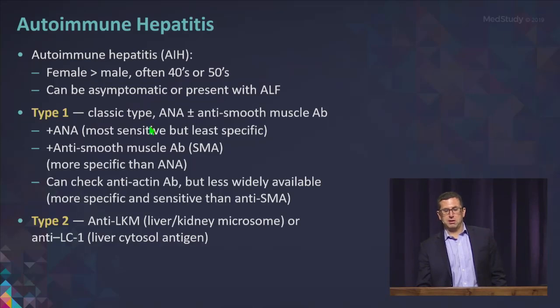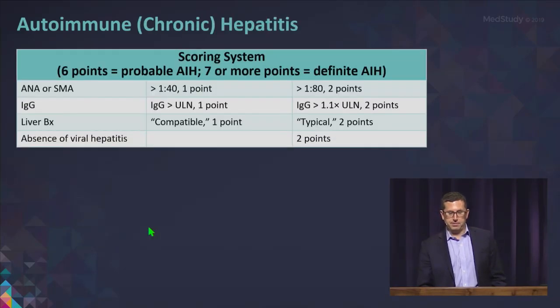There's type 1, which is the classic type, and it's associated with a positive ANA, which is actually very sensitive but not that specific, and a positive smooth muscle antibody, which may be more specific than ANA. Some people actually check an anti-actin antibody, which is actually a better test, but it's not really widely available. And then there's type 2 autoimmune hepatitis, which is associated with the anti-LKM antibody or the anti-LC1 antibody.